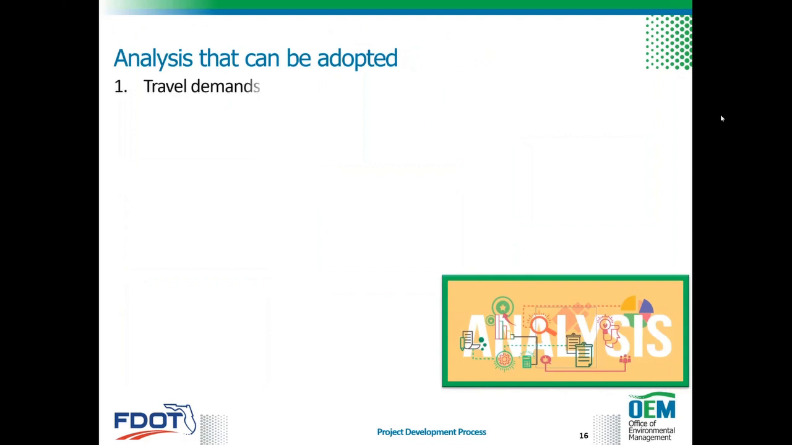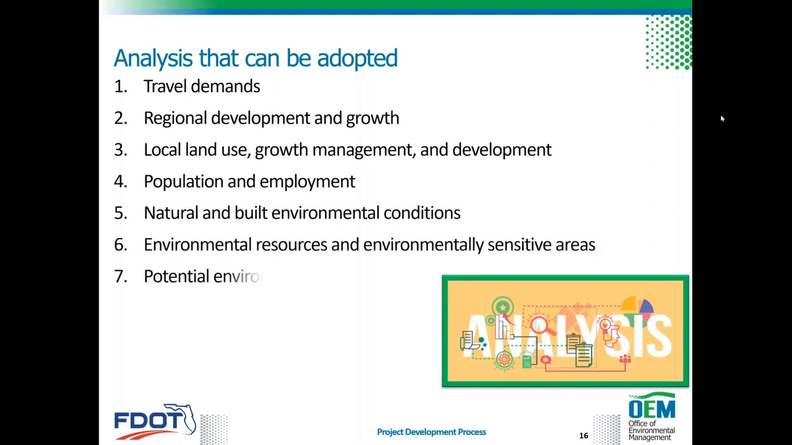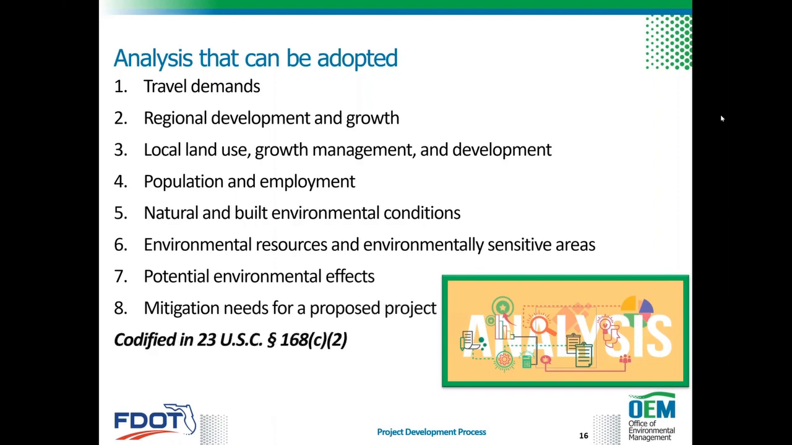Similarly, the following planning analyses from a planning product for a transportation project may be adopted: things like the travel demands, regional development and growth, local land use and growth management, population and employment, natural and built environment conditions, environmental resources or environmentally sensitive areas, potential environmental effects, and mitigation needs for a proposed project.